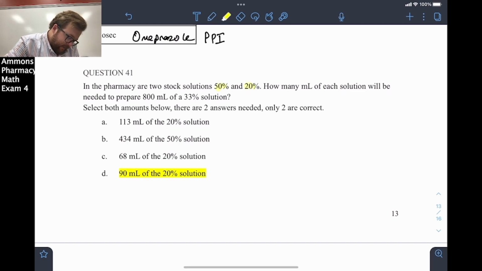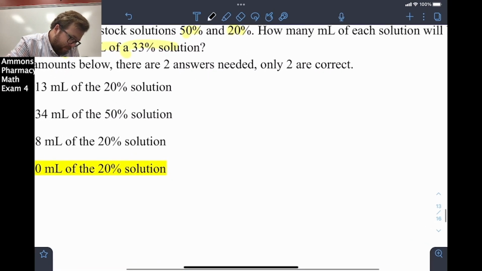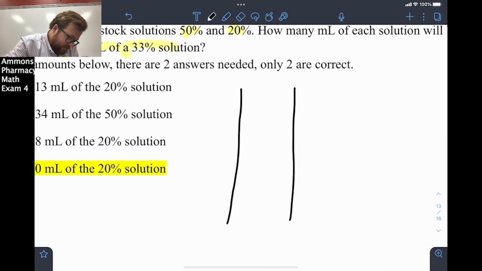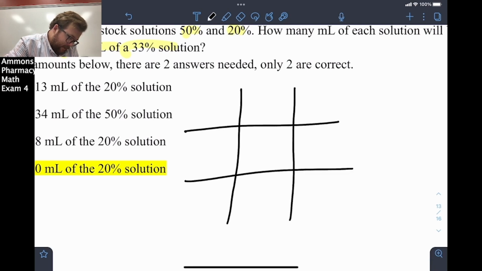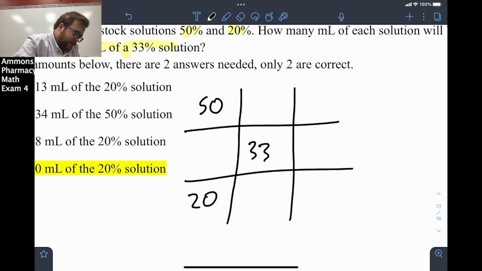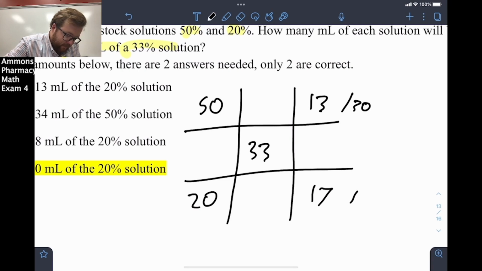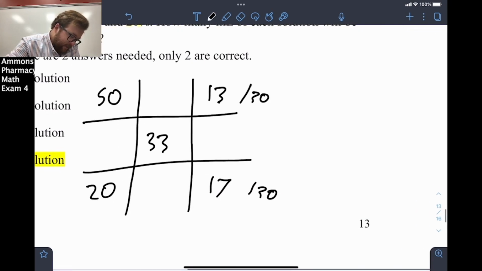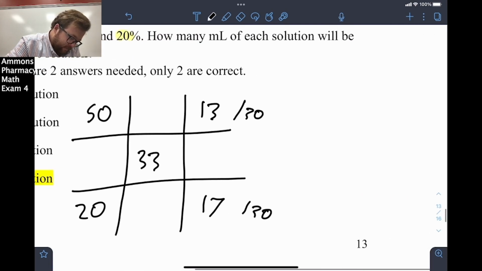So at 50, 20, we need 800 over 33, okay? We have 50 up here, 20 down here, and 33 is our desired. 50 minus 33 is 17. 33 minus 20 is 13. You add those together, and that's over 30, over 30. And how many mils are we making? 800.